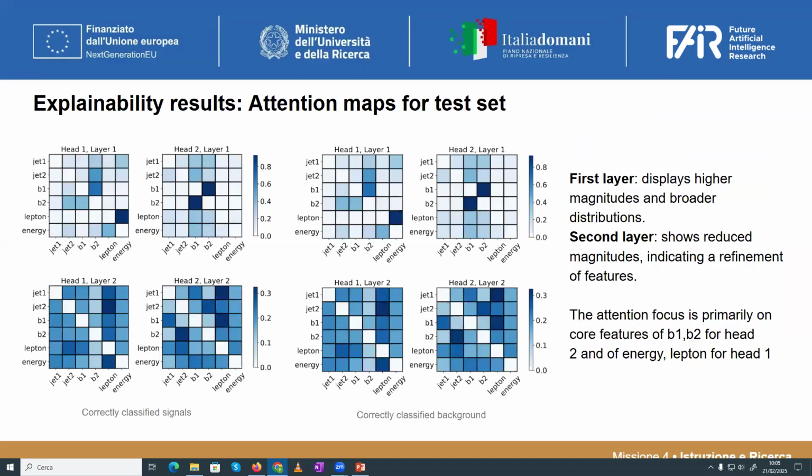Here we can see some explainability results. We can see the attention maps of the correctly classified signals and correctly classified background. As we can see, the first layer has a higher magnitude, while the second one shows a reduced magnitude. This is because the second layer probably does a refinement of the features. And in the first layer, the primary attention focuses on lepton and energy and on the widgets.